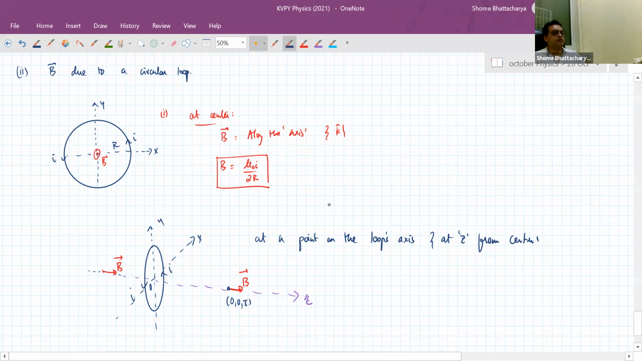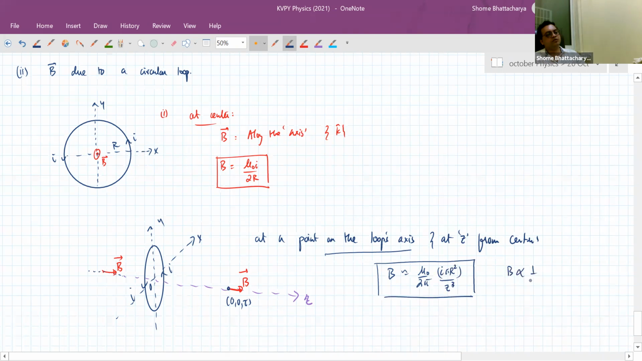So at such a point, we will see that the field is approximately equal to mu naught by 2 pi, times something, by Z cube. The field is inversely proportional to Z cube for Z being very large compared to R. This is an approximated formula when Z is very large compared to R. The exact formula is something different. We will discuss that in class 12.